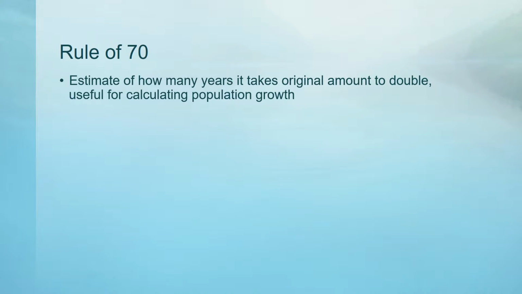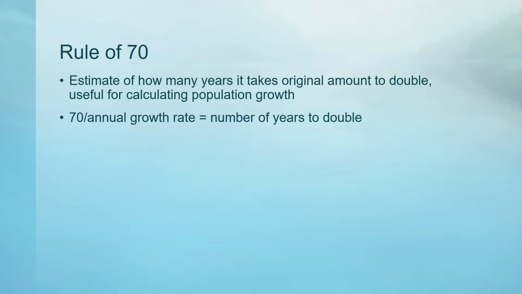And the rule of 70. This is the estimate of how many years it takes the original amount to double. And it's just useful for calculating population growth. I do this with my savings, my IRA, my financial planners worked over this with me. So it's a rule with many different applications.